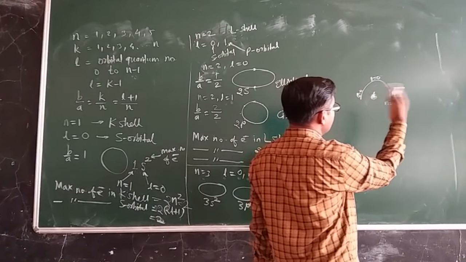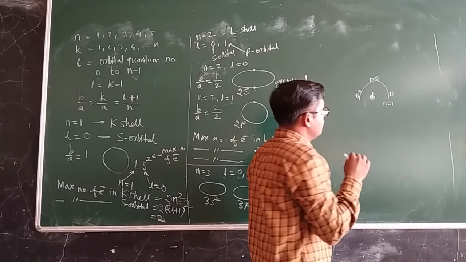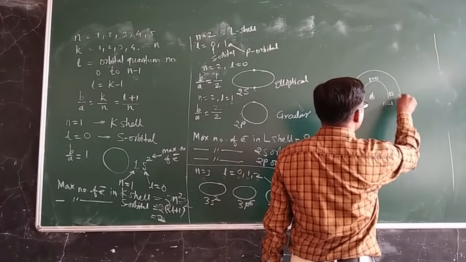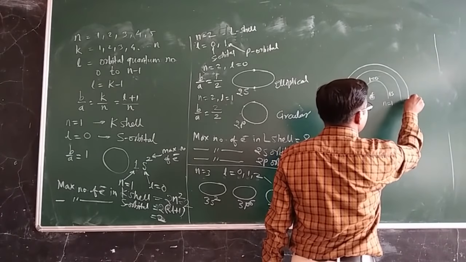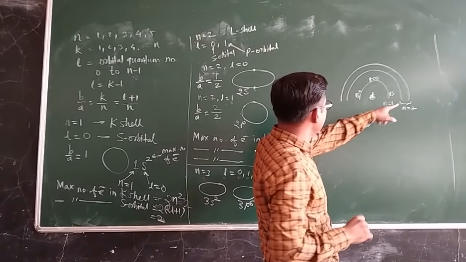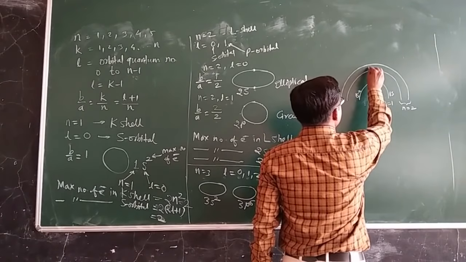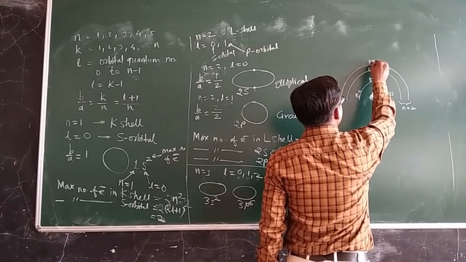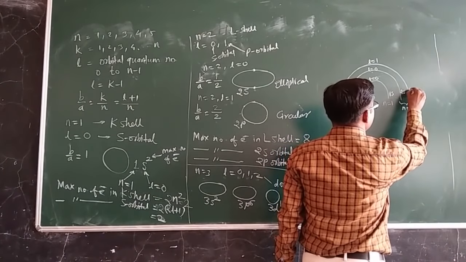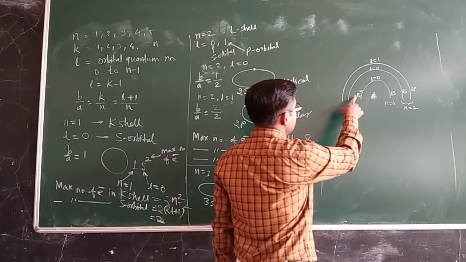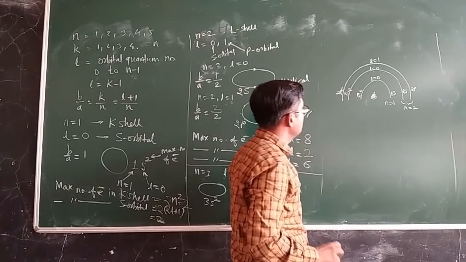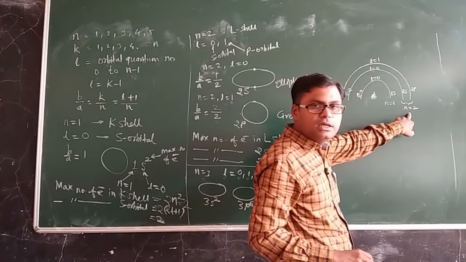Now n equal to 2. For n equal to 2 there will be 2 orbitals, so we draw these 2 orbitals like this. Out of these, for this orbital l equal to 0, and for this orbital l equal to 1. This orbital is denoted by 2s and this orbital by 2p. The electrons here are denoted by 2s2 and 2p6. So this is for n equal to 1, and this is for n equal to 2.